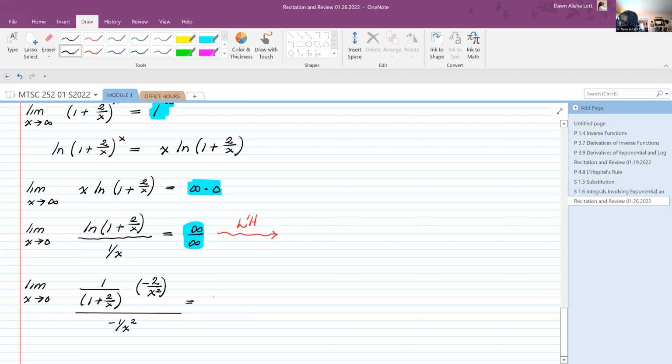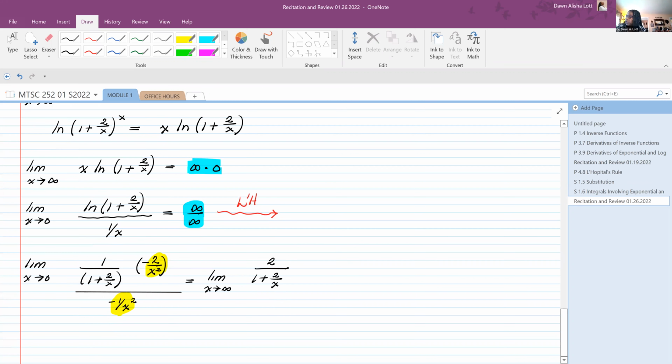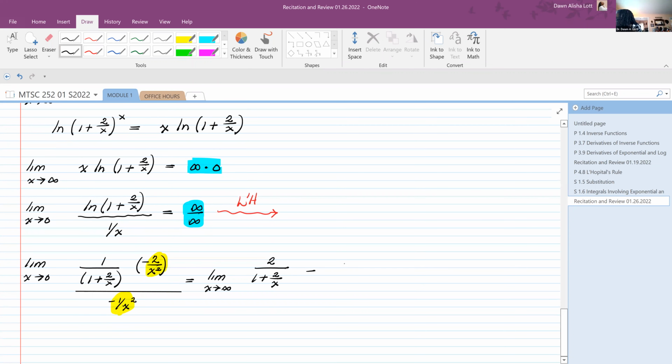So now I can simplify this. This becomes the limit as x approaches infinity. I have a 2 over 1 plus 2 over x, because the 1 over x squared and the 1 over x squared divide out, the minus and the minus are gone, and it only leaves a 2. Okay, so now when I take this limit, I get 2 over 1 plus 0, which is 2. So that I very nicely call L.